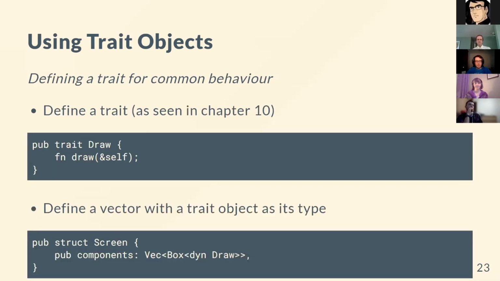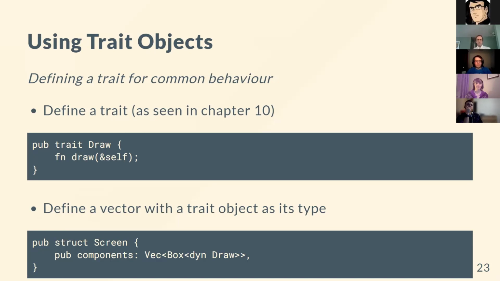So to implement the behavior we want our GUI to have, we'll define a trait named Draw that has one method called draw. And then we can define a vector that just is of type trait object. So a trait object points to both an instance of a type implementing our specified trait, as well as a table that looks up those trait methods at runtime.